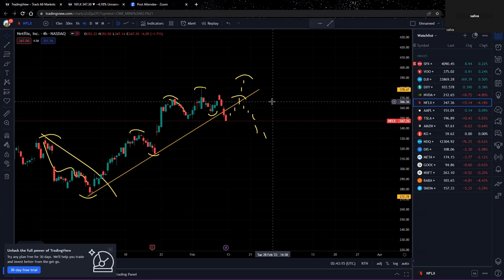We got confirmation. We failed to go higher. Now it's time to go in and make the play. So we have our three men on base. Let's go for the home run, and that's how it would look.